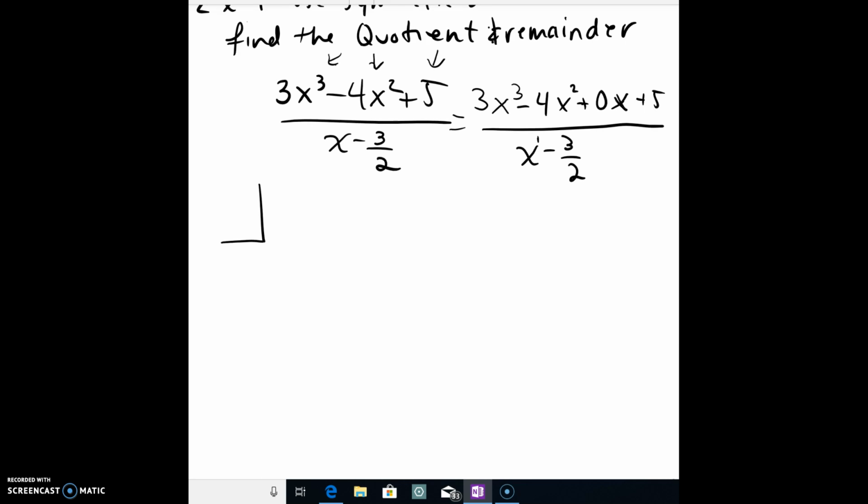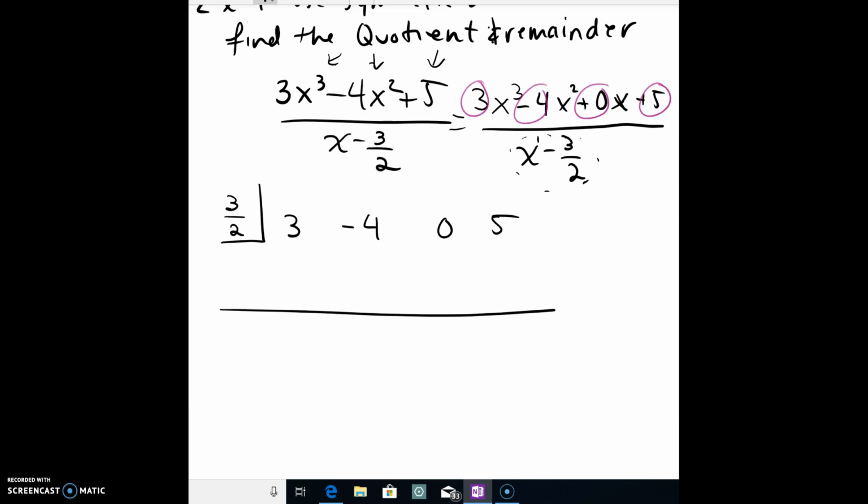All right, so let's begin the synthetic division process now that we have everything in proper standard form. In our little L-shaped thing, we're going to put the 0 of the denominator, and the 0 of the denominator is 3 halves, because 3 halves minus 3 halves is the same thing as saying 0. In our numerator, we're going to have our row matrix, which corresponds to each one of the coefficients of the degrees in our dividend. So I'm going to rewrite our row matrix as 3, -4, 0, and 5.